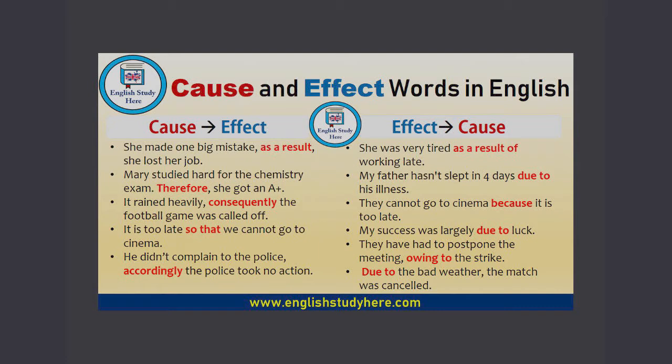This is just an overview of cause and effect words in English. So take a moment to just briefly look over these because this is going to help you to understand our next two science experiments we are about to embark on.